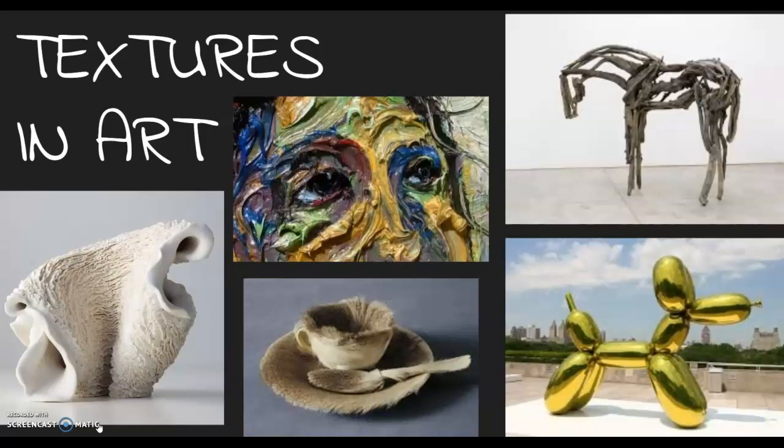Deborah Butterfield was known for creating her animal sculptures, horses, out of driftwood and other found objects, metal. And then Jeff Koons created his giant sculptures of his blown balloon of a dog. Then we can see how other artists have created textures such as in clay and sculpture using fur.